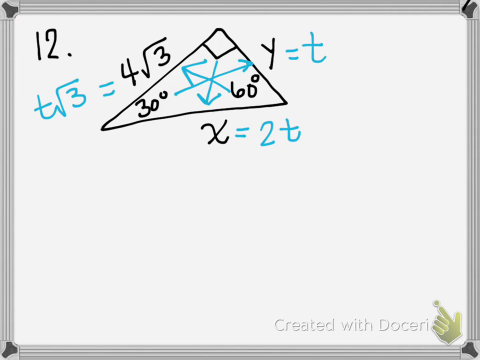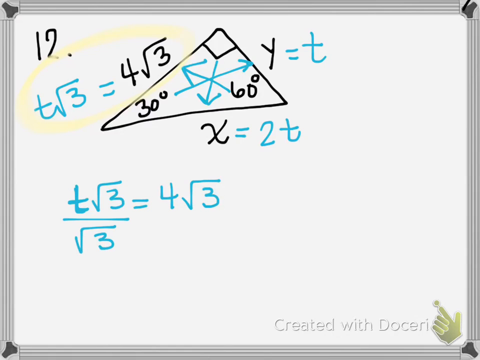So I start by labeling each one. And then I'm going to start with whichever side gives me information. Like this one gives me 4 square root of 3. So that's the side that's going to help me solve for T. So T square root of 3 equals 4 square root of 3. We're trying to solve for T. We're trying to get it by itself. So I'm going to divide by square root of 3.